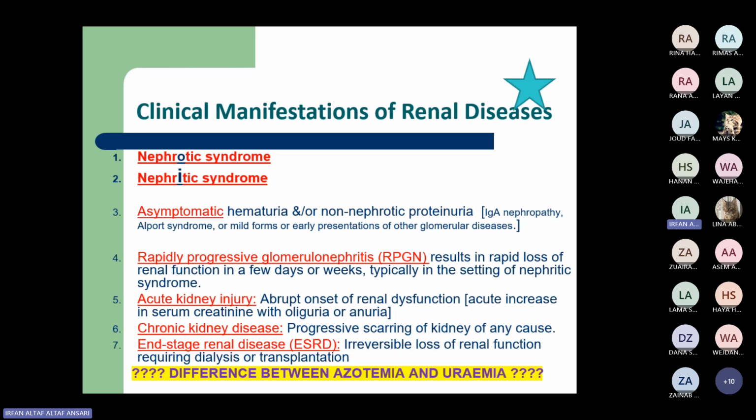Then we have chronic kidney disease, where there is progressive scarring and progressive derangement of the renal function tests. And we have end stage renal disease, where there is an irreversible loss of renal function, and in that stage your patient will require either dialysis or renal transplantation.